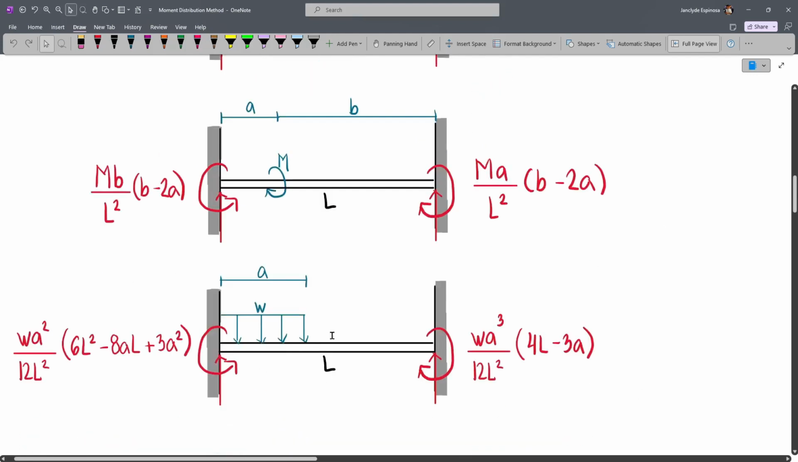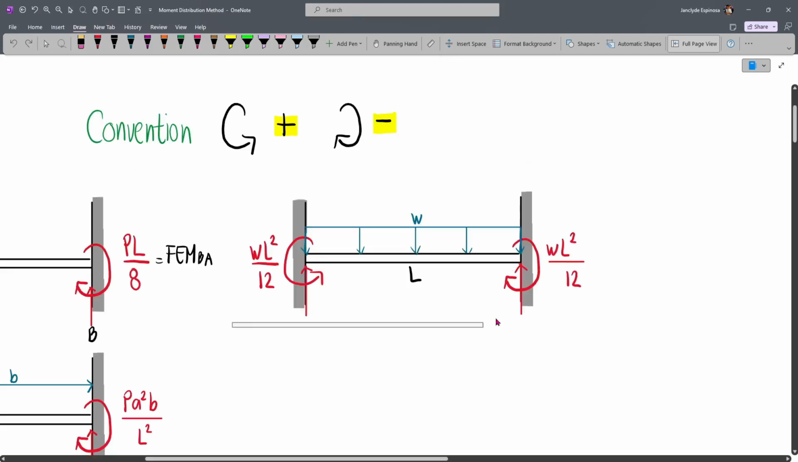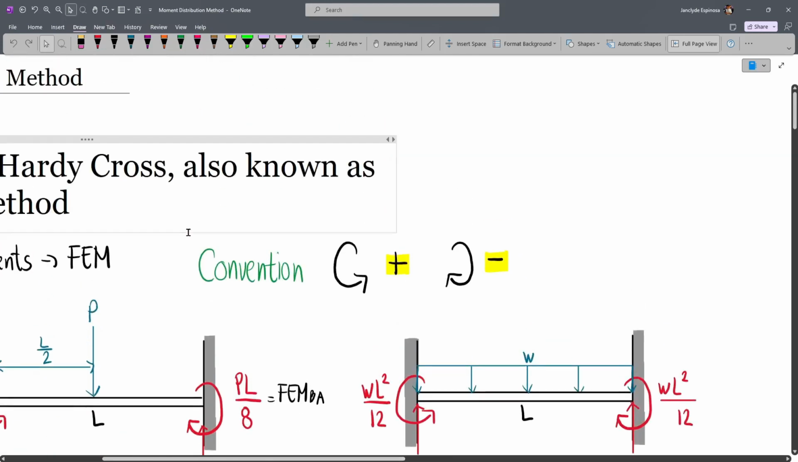And then kung meron tayong distributed load na applied at a certain distance lang, not over the whole span, medyo mahaba yung formula natin. But don't worry kasi bihira lang naman to lumalabas sa board exam. And then also, if we have a distributed load over the whole span, we have WL squared over 12 as the end moments. However, you have to take note of this.